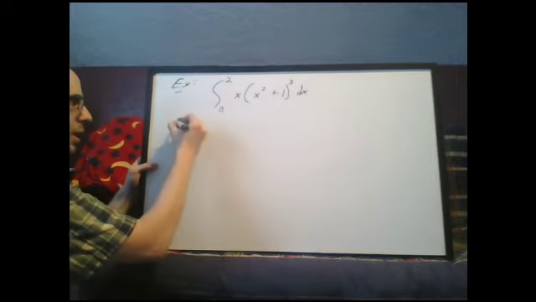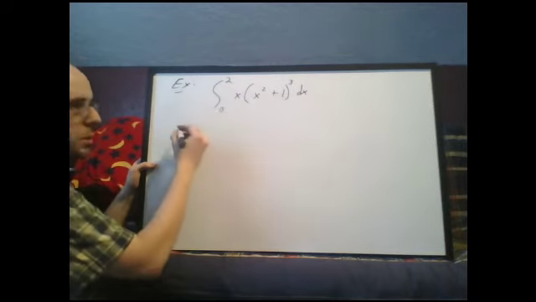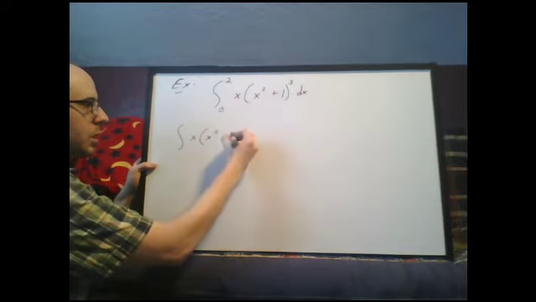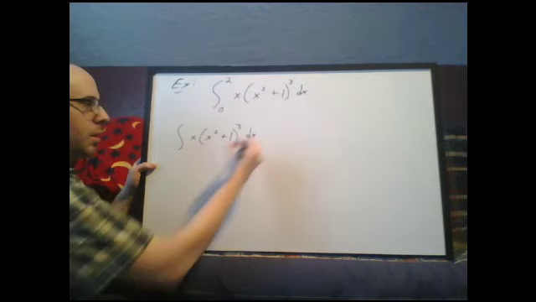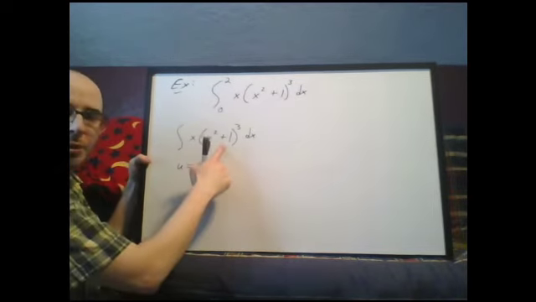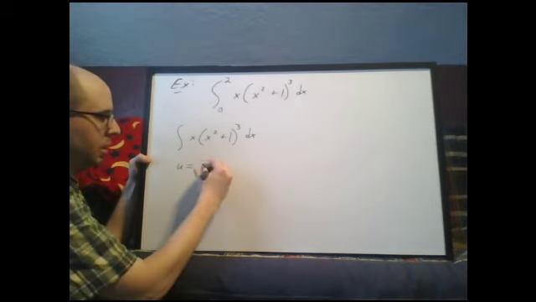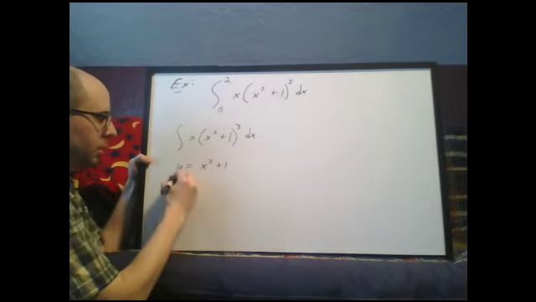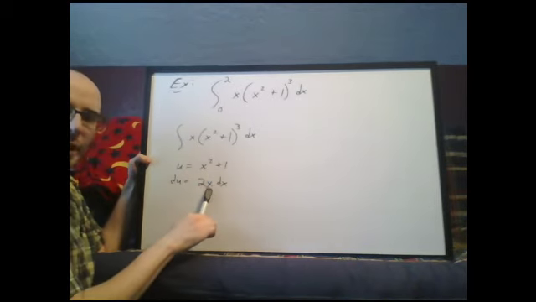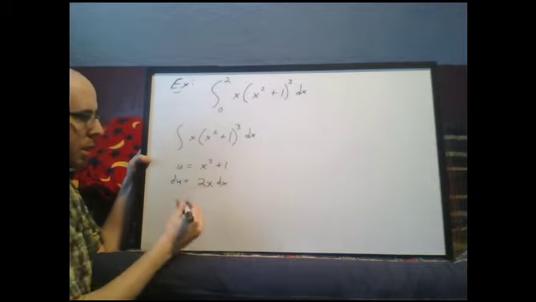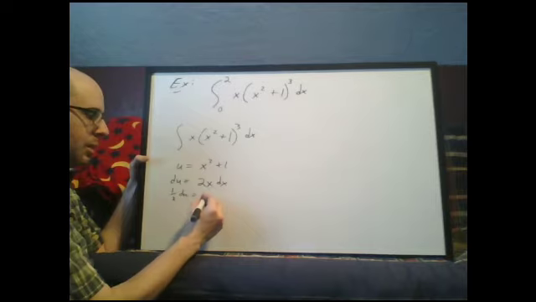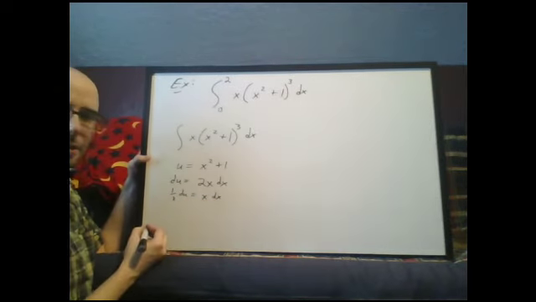One way is I just ignore the numbers at first. So I look at the indefinite version of this problem. I'd say u is equal to x squared plus 1. That's my inside function here. Its derivative du would be 2x dx. I check, do I have the x I need? Yes, I do. I don't have the 2, so I say 1/2 du is the same thing as x dx. I divide both sides by the 2.